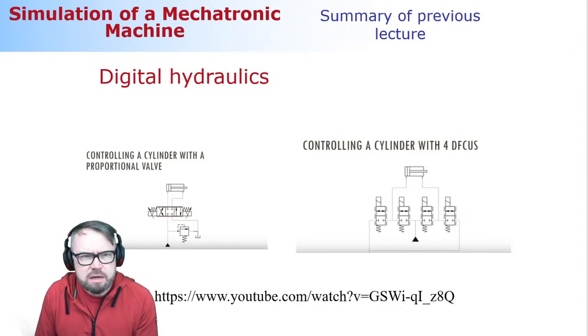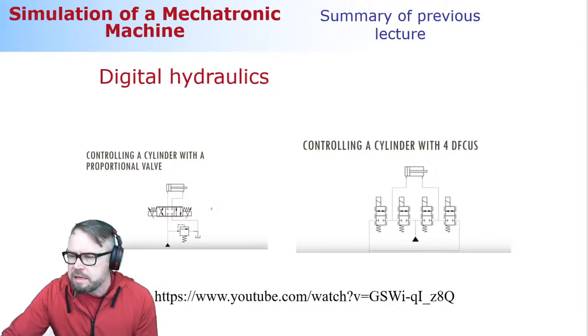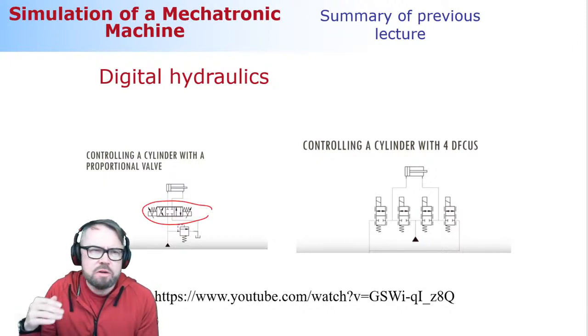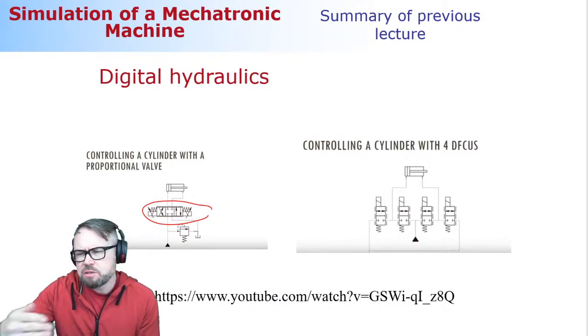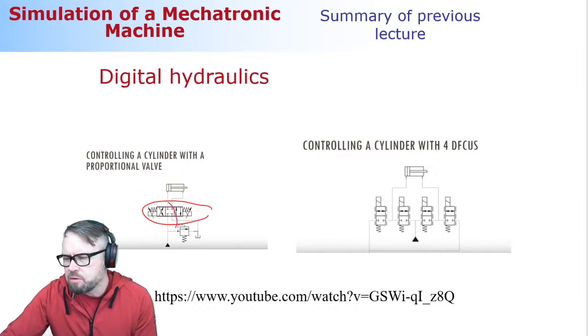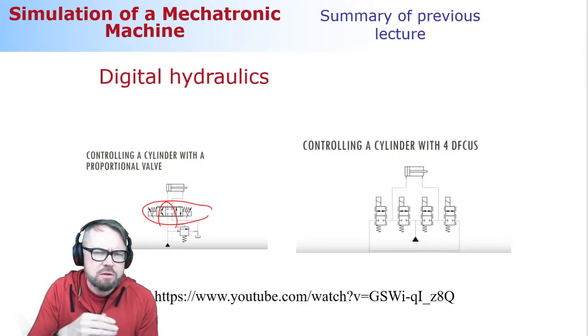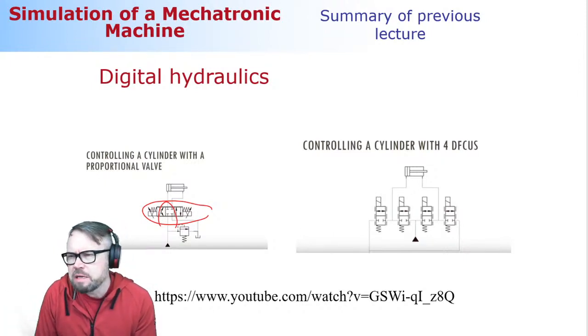The idea of digital hydraulics is very simple. In conventional or traditional hydraulics, we have a spool, and the spool can move smoothly, without any jumps, from one location to another. When it is doing the motion, we have three operational conditions, and within these operational conditions, we can increase the flow. So there is no limit to how to do it.